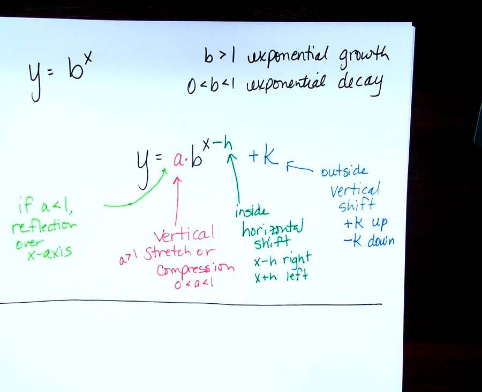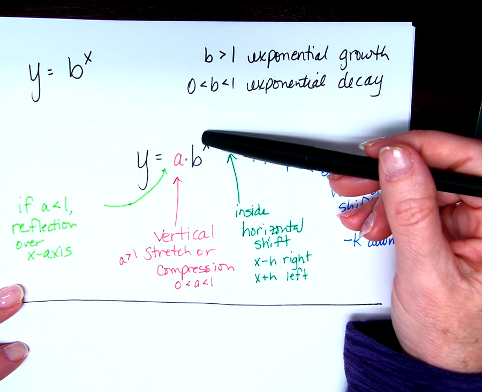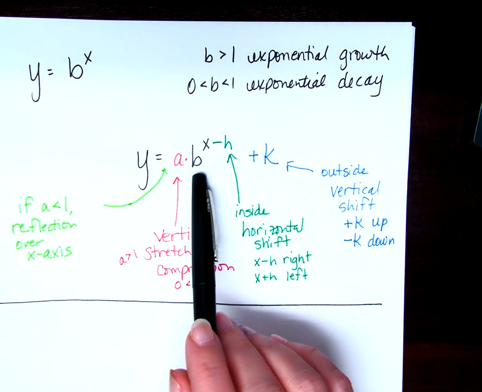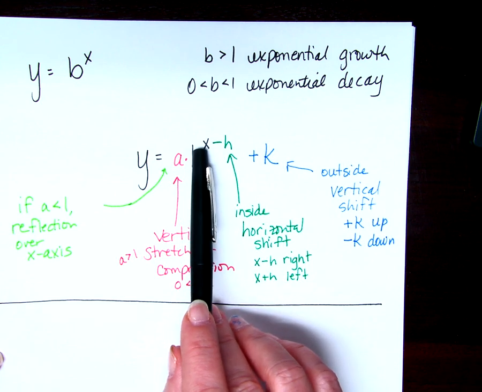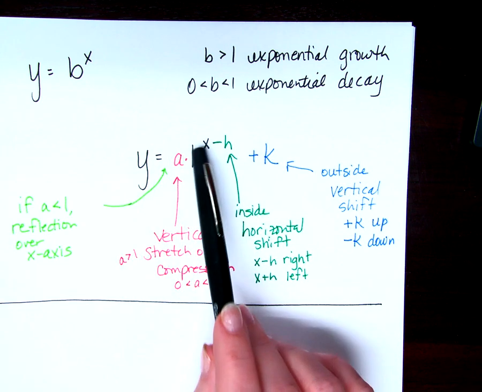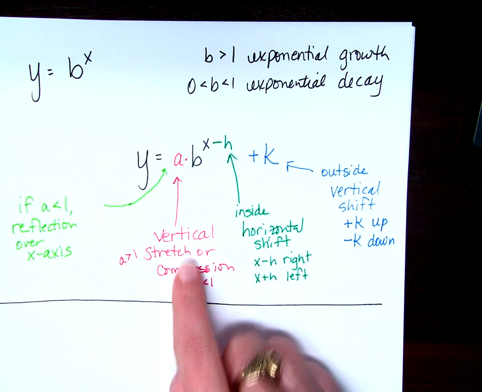Okay. Now, could we have a multiplier inside? We didn't talk about that, right? Could we have a multiplier on the inside? We could. We don't usually talk about multipliers on the inside because usually that letter we use is b, except we already have a b in this parent function. You know the rules if there's a multiplier on the inside, right? That's just a horizontal stretch or compression.